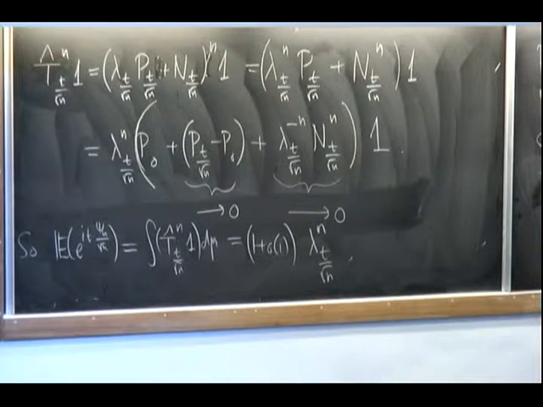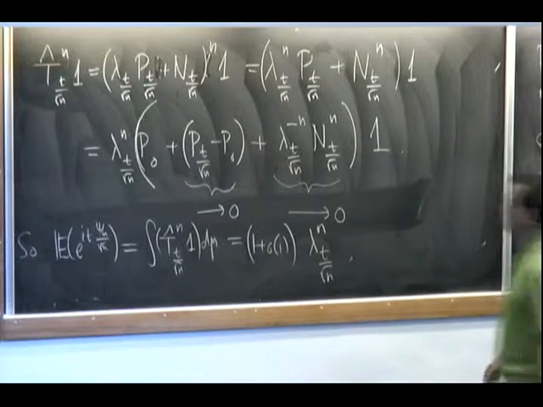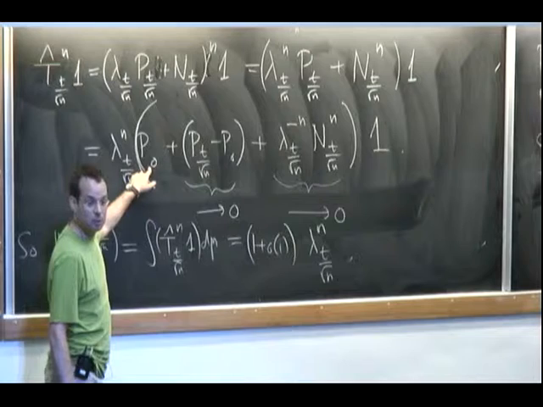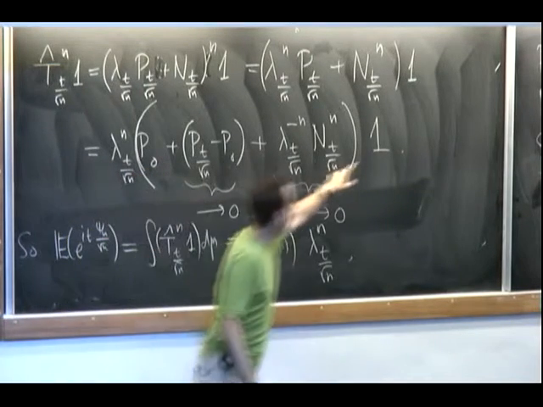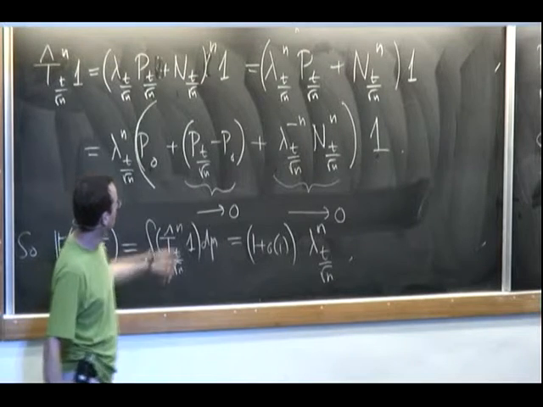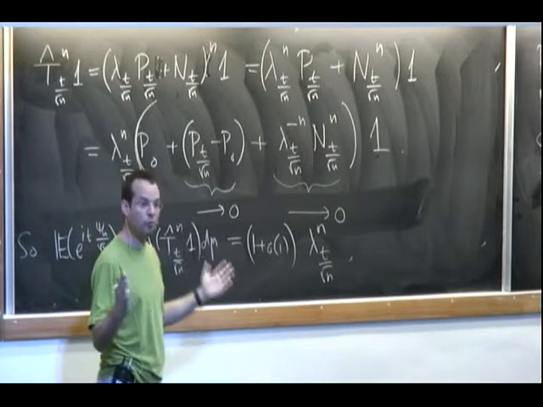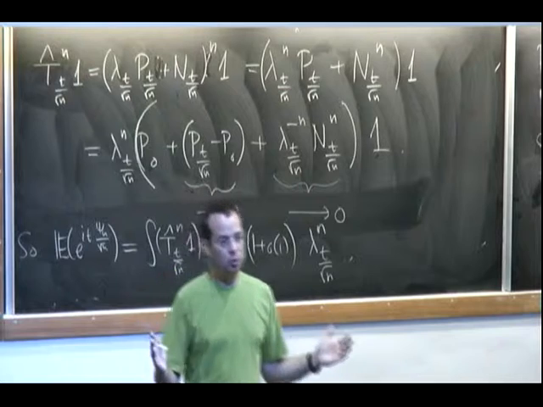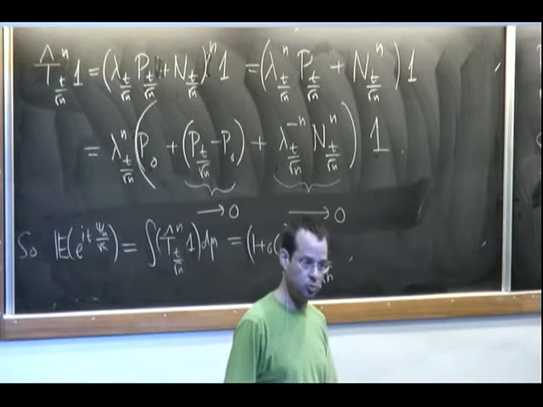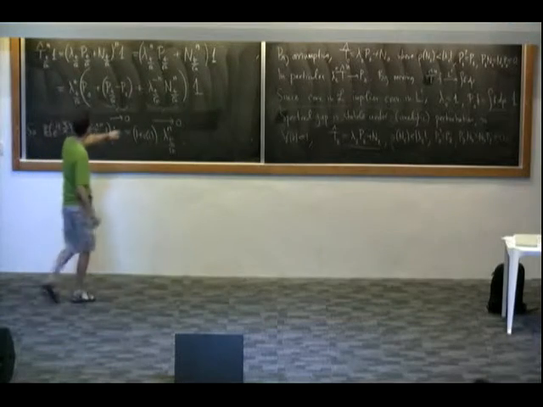Okay, I integrate. I remind you that P0 is the integration operator. So P0 applied to 1 is the constant number 1. And here you have something which in the norm of L goes to 0. The norm of L is stronger than the L1 norm, so in L1 norm it goes to 0, so the integral goes to 0. And the same with the other term. So this is what we get.